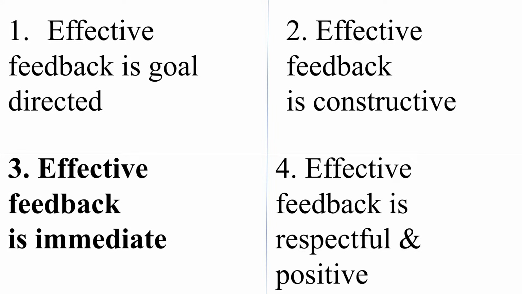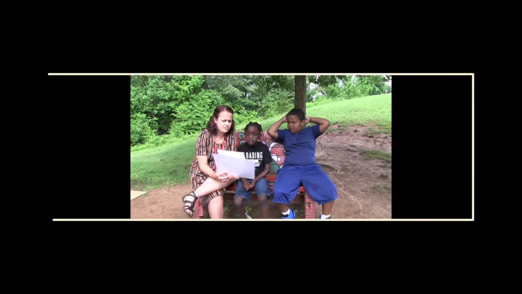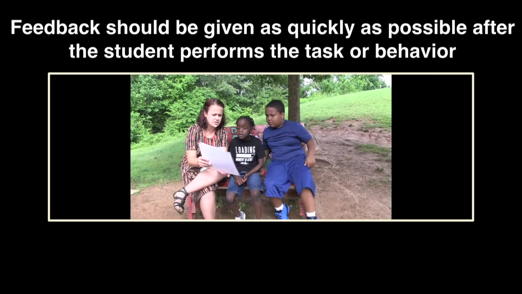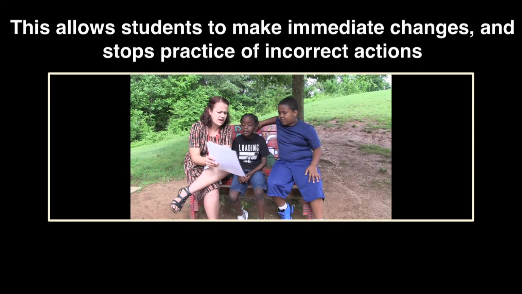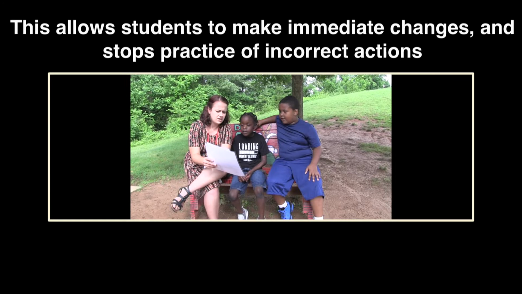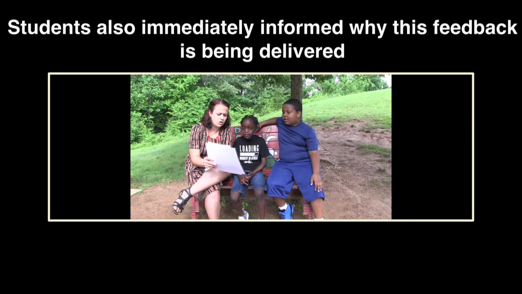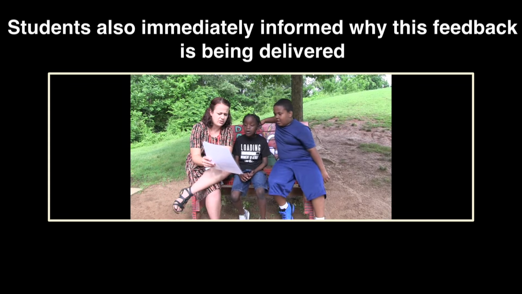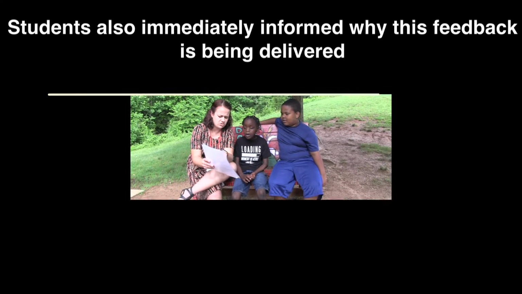Component 3. Effective feedback is immediate. Feedback should be given as quickly as possible after the student has performed a task or behavior. This allows students to make immediate changes and keeps them from practicing incorrect actions. It also helps the student know specifically why they are receiving feedback.